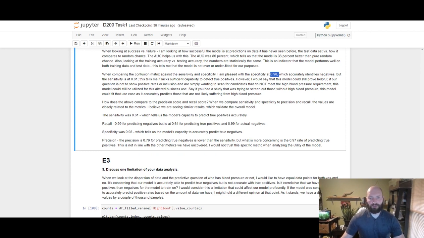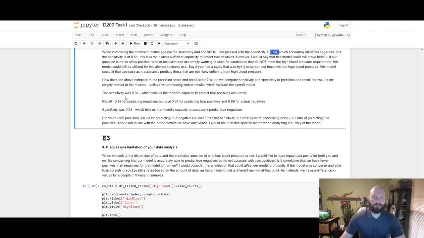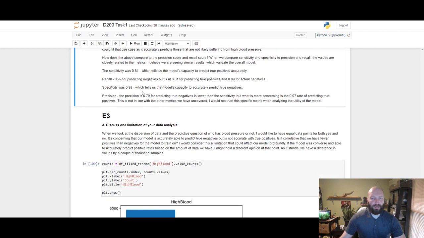So how does the model compare to the precision score and recall score? When we compare sensitivity and specificity to precision and recall, the values are closely related, and we're seeing somewhat similar results. Sensitivity was 0.61, which tells us the model's capacity to predict true positives accurately, and the recall is very similar to sensitivity. It's 0.99 for predicting negatives, but 0.61 for predicting true positives. Specificity was 0.98, which tells us the model's capacity to accurately predict true negatives. I do want to point out that 0.61 for predicting true positives is in line with the sensitivity, and our true negatives are in line with our specificity.